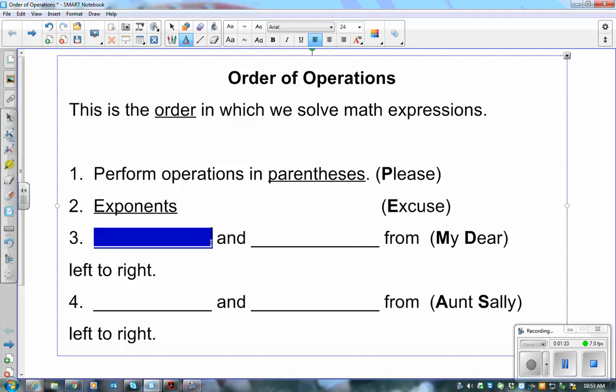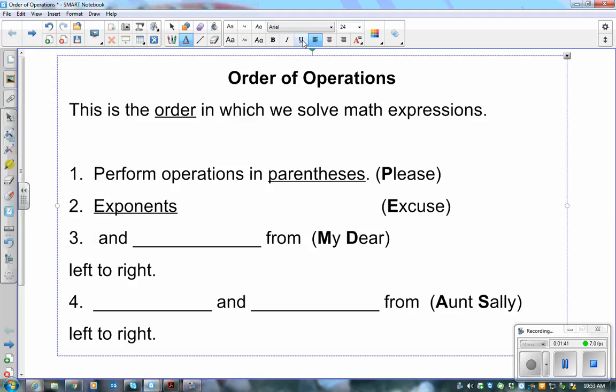That means if I'm solving a problem and I see multiplication first from left to right, I do that. If I see division first from left to right, I do that. So it really depends on what comes first in the expression. You multiply and divide from left to right. They're kind of like equal. You do whatever comes first there.